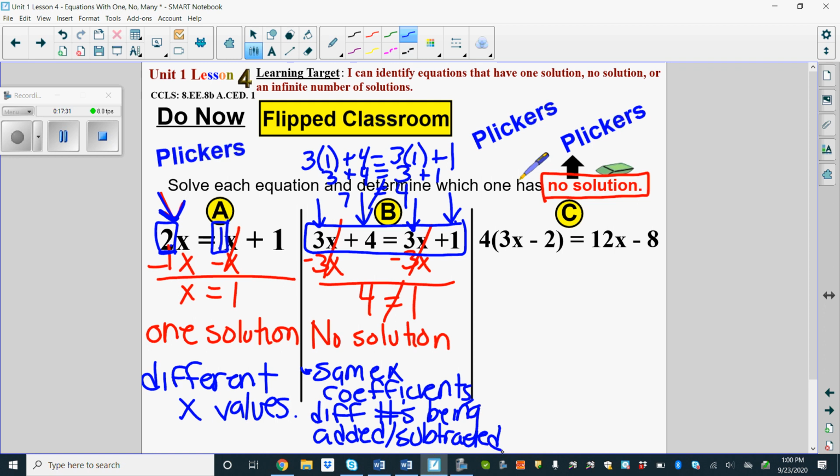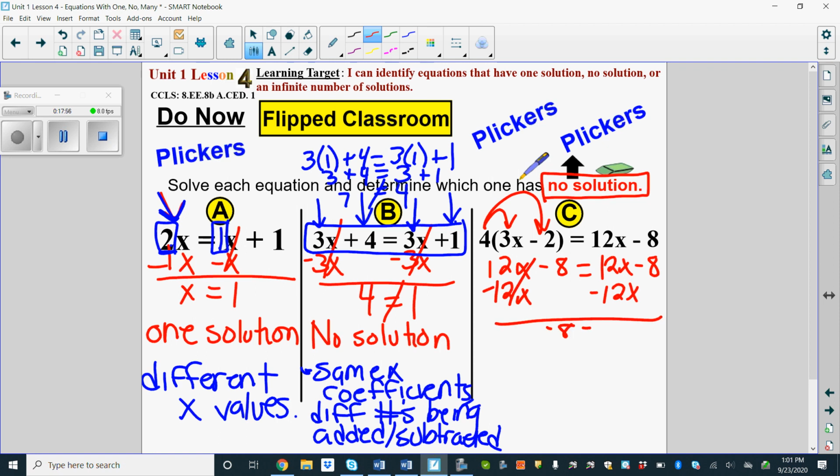Okay? And last but not least, we have this equation and we have parentheses, so we start by distributing. 4 times 3x is 12x. 4 times a negative 2 is a negative 8 equals 12x minus 8. Okay, let's solve it. Get the x's together, minus 12x, minus 12x. Here we have negative 8 equals negative 8.